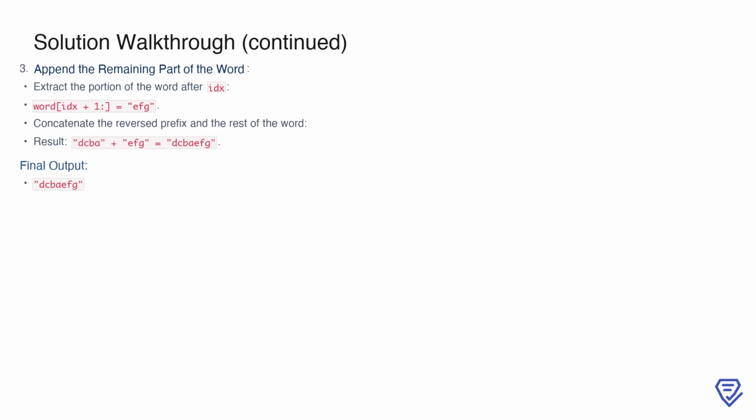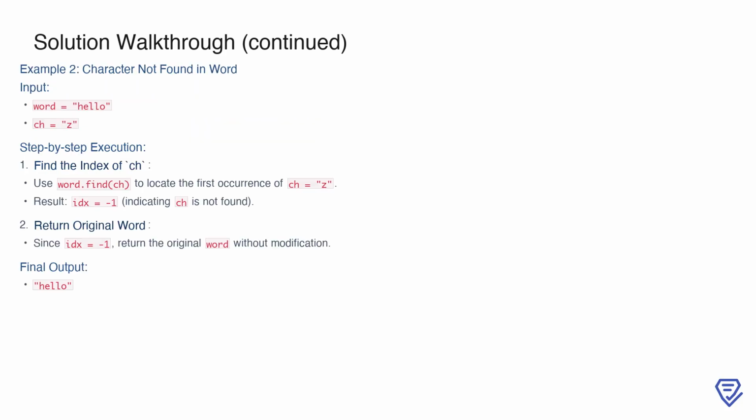After reversing the prefix, the next step is to append the remaining part of the word. The portion of the word after index 3 is fg. To get the final result, we concatenate the reversed prefix, dcba, with the remainder of the word, fg, resulting in dcbafg. This is the transformed version of the word where the prefix up to the first occurrence of the character d has been reversed. The final output for this example is dcbafg.